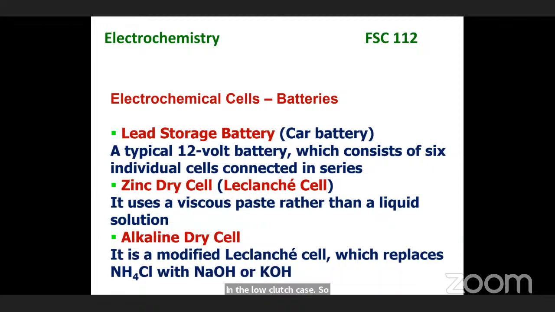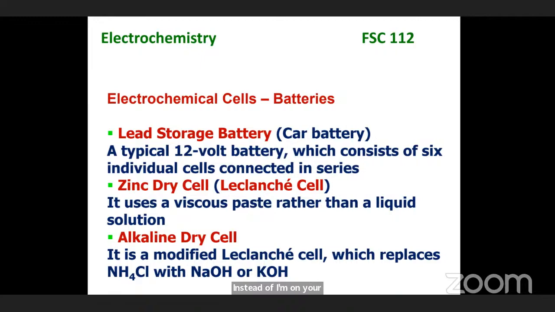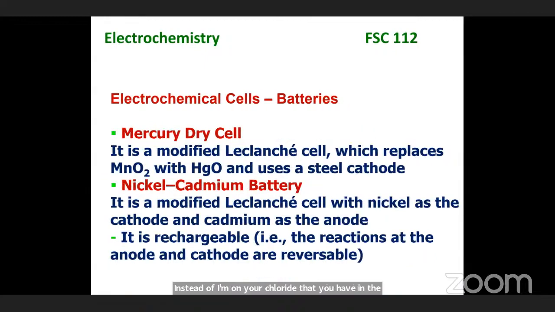But in the alkaline, the ammonium chloride is now replaced with a base or an alkaline, hence the name alkaline dry cell. So in the alkaline dry cell, you have the paste containing sodium hydroxide or potassium hydroxide instead of the ammonium chloride that you have in the zinc dry cell. So that would be the main difference.